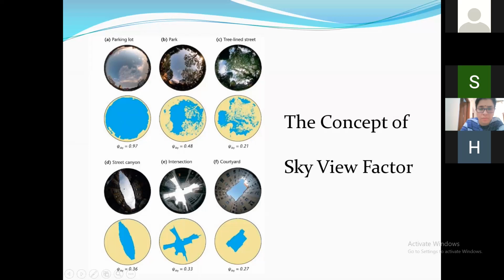a tree-lined street in a city, so you see that less of the sky is visible, so the sky view factor is very low. And then this is a street canyon, which I was showing you in the previous slide. See, this is the only area which is exposed to the sky. And this is a traffic intersection surrounded by tall buildings. So this is how it would look. Similarly, this is the courtyard of a building, which is surrounded by tall buildings. So very low sky view factor. Urban areas are basically associated with very low sky view factors as compared to rural areas, which are more open. Okay.